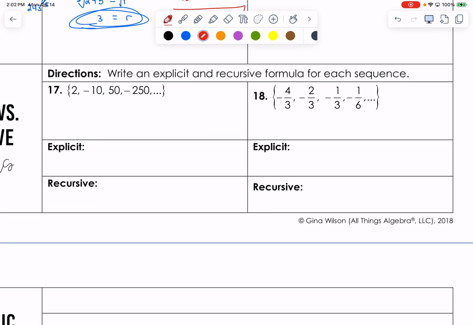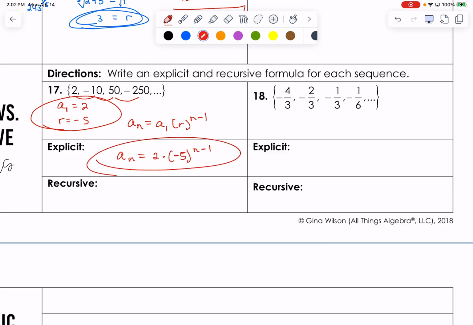Explicit's easy because you have a formula. So I'm going to do 17 with you. Let's start with explicit. Do you know the first term? 2. Do we know the common ratio? It looks like it's getting multiplied by something every time. -5. So the explicit form is just a sub n is equal to a sub 1 times r to the n minus 1 power. So we've got a sub n is equal to 2 times negative 5 to the n minus 1 power.